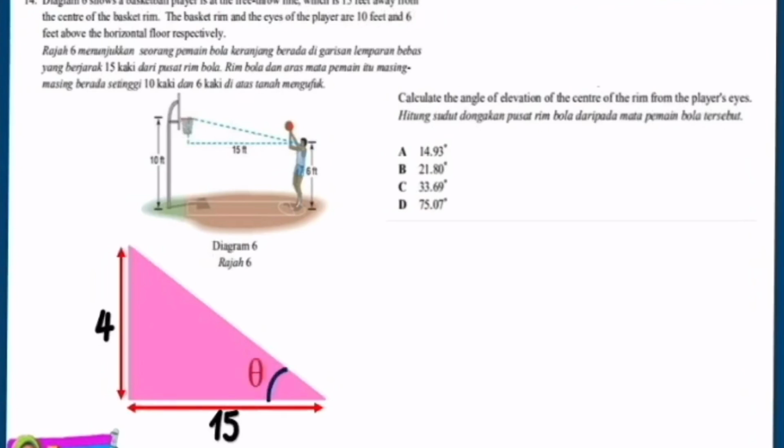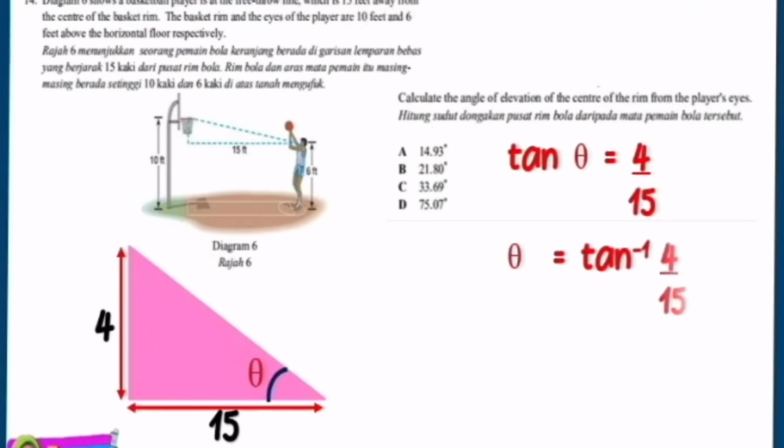So, okay, let's study the diagram. You know that this question is asking you to calculate the angle of elevation of the center of the rim from the player's eye. Elevation, the keyword. Angle of elevation of the center of the rim from the player's eye. So, okay, now you see you have to work out the right angle triangle when you see angle of elevation or angle of depression, right? Elevate is always look up, okay? So can you work out a right angle triangle?